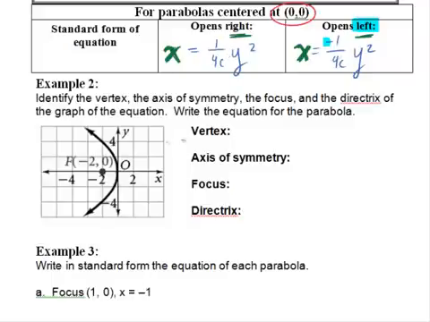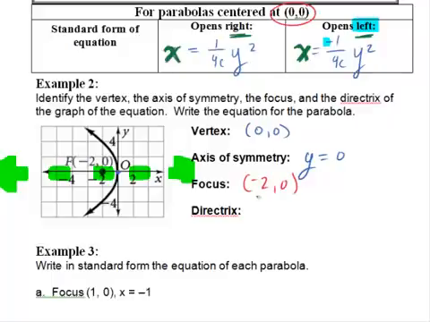So here's our example. Our vertex, the highest or lowest point of the parabola, right in here, so it's at 0, 0. Axis of symmetry, what it's reflected about. So there's our axis of symmetry running through. It is along the x-axis, so it's y equals 0. Focus is given for us here. Focus is given as -2, 0.